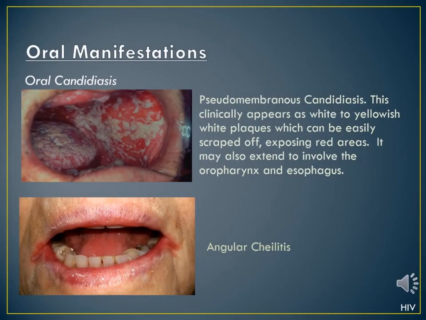Next, we'll see the oral manifestations of HIV. So oral manifestation of HIV can be divided into two parts, which is oral candidiasis and also periodontal lesions. So under oral candidiasis, there are 4 types.